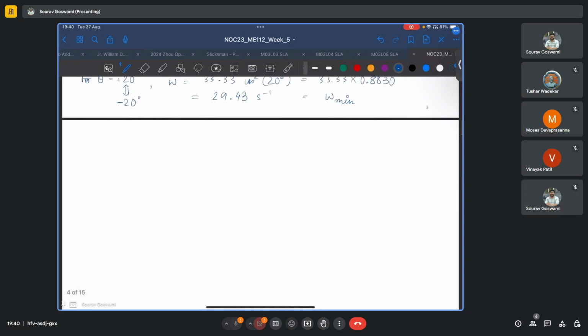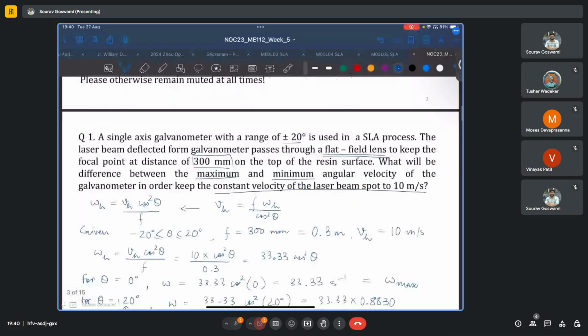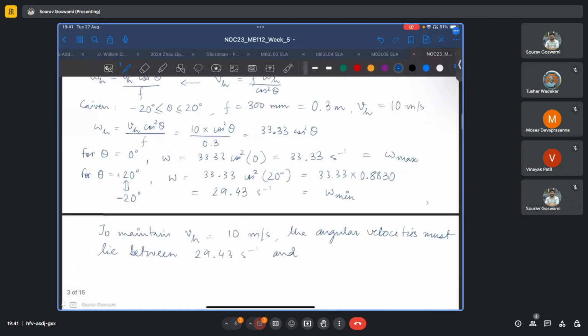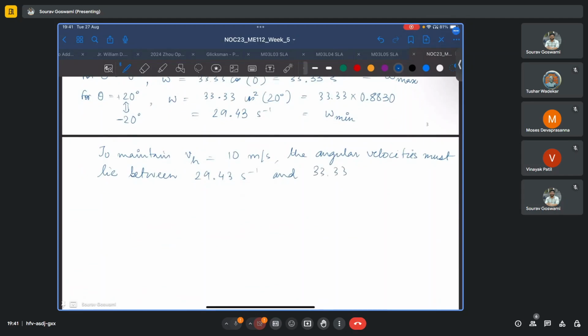And, to summarize, we can write that to maintain VH equals 10 meter per second, the angular velocities must lie between 29.43 radian per second and 33.33 radians per second. This is the required answer for this question.